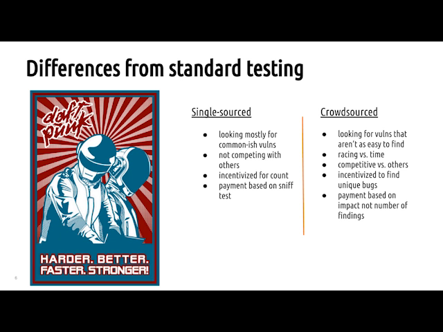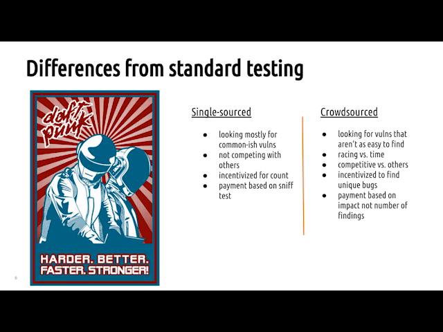So the first area we're going to go into is philosophy. The differences between single source testing, which would be like your common AppSec pen test or application security assessment, and crowdsourced testing. There are some differences here. The crowdsourced model introduces basically a time aspect that's not hard and fast with single source testing. So you're racing against time to find any specific bug. You're also racing against other people to find that bug. And the payment is based on impact, not the number of findings.